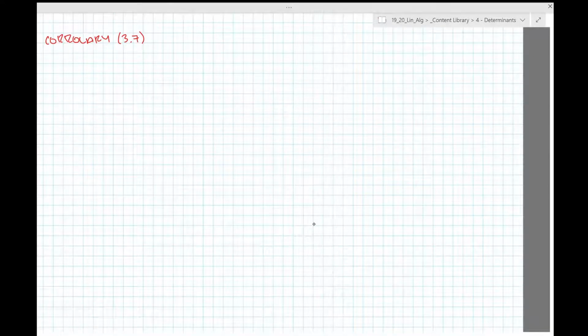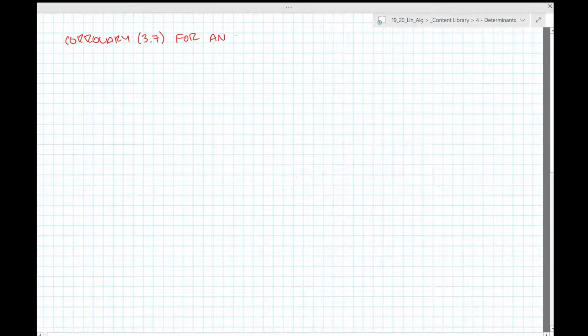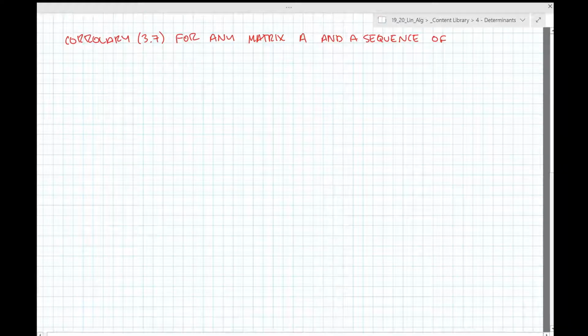It's pretty interesting because what we can say now is that for any matrix A, and a sequence of elementary matrices. So I gotta be careful of the record button that I accidentally pushed 10 freaking times when I do this thing. Sorry. And a sequence of elementary matrices. Oops, I don't need to write the word "of" twice.